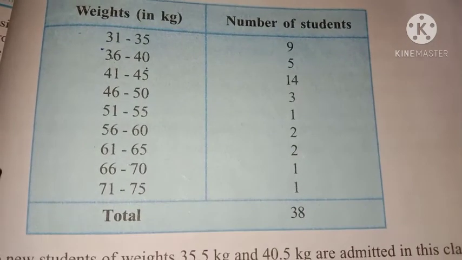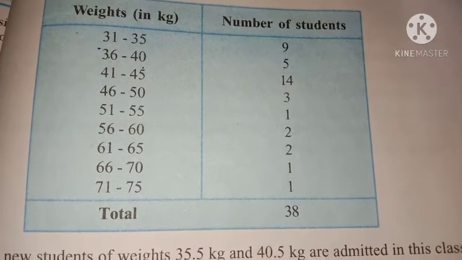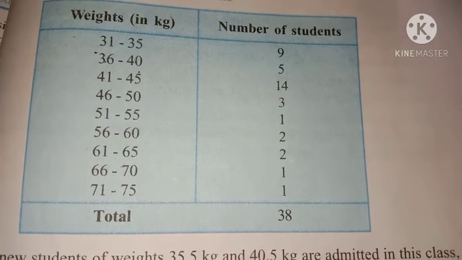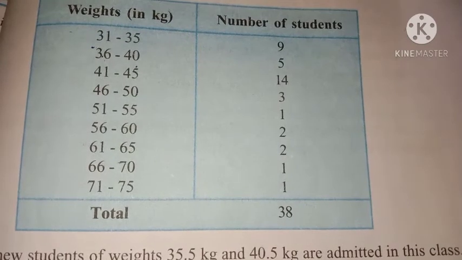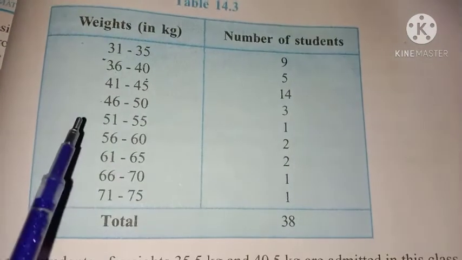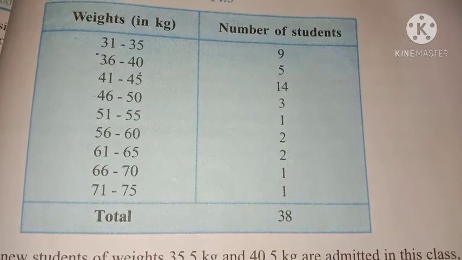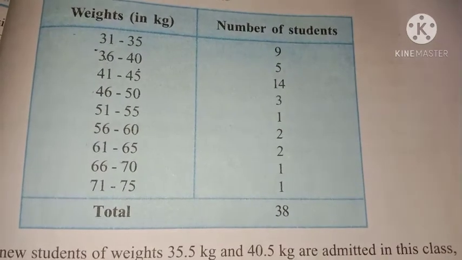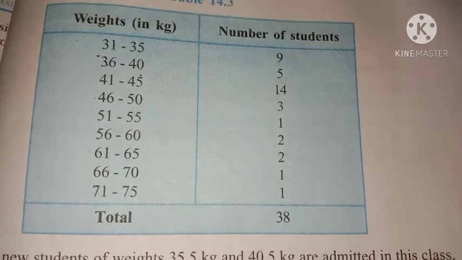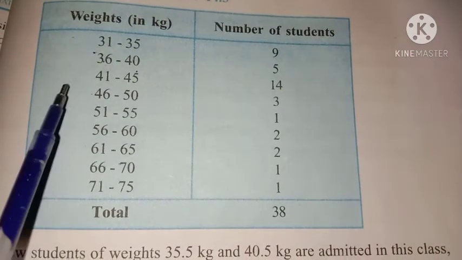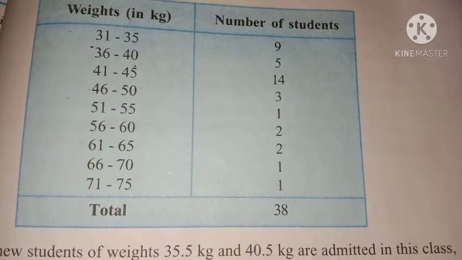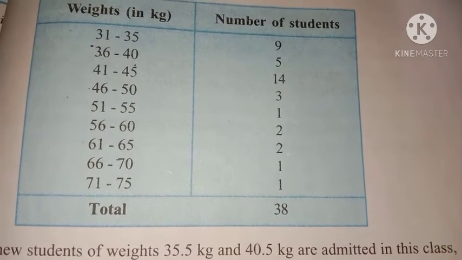Suppose there is a student of weight 35.5. Okay, a student of weight 35.5 or 40.5 is admitted into this class. So our question is, in which interval will we include them? Any student having 35.5 or 40.5 or 50.5 or something. In which interval will we include them?